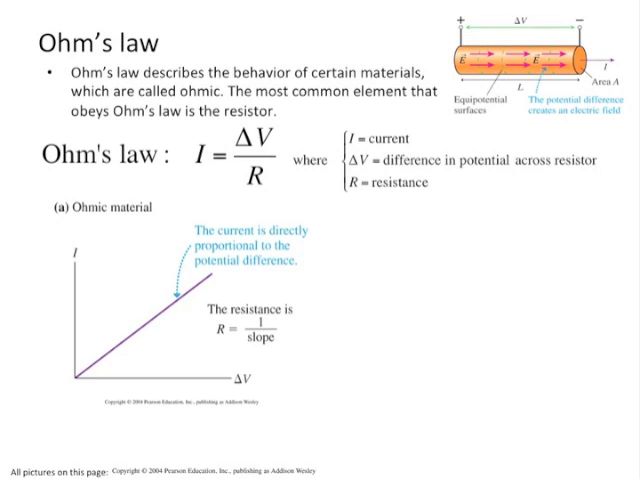So what this means on a graph is if you plot current versus the change in potential, you'll get a linear relationship where the slope of that line is related to the resistance, or inversely related to the resistance. And so this defines ohmic materials; they behave in this way.